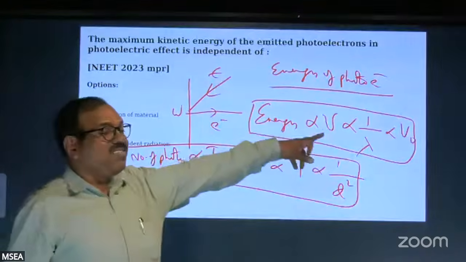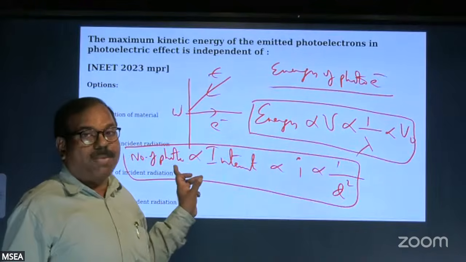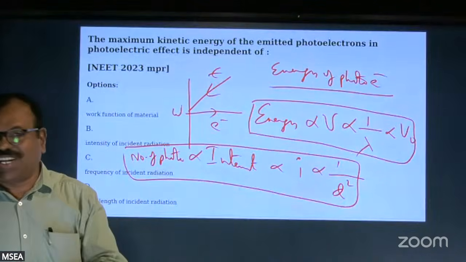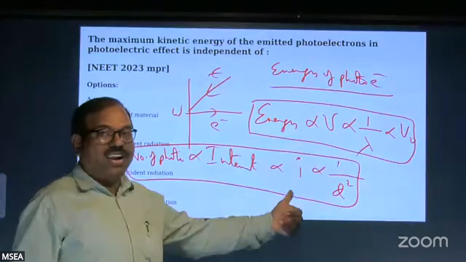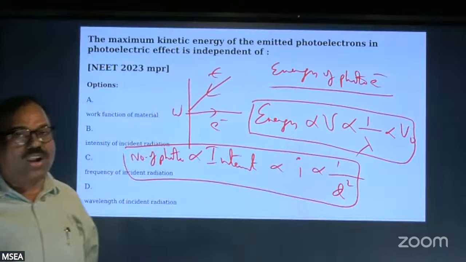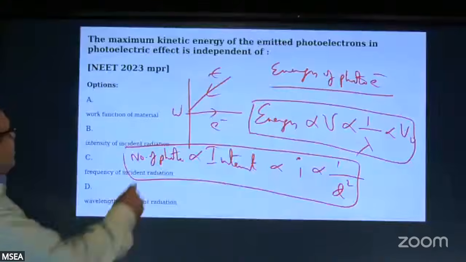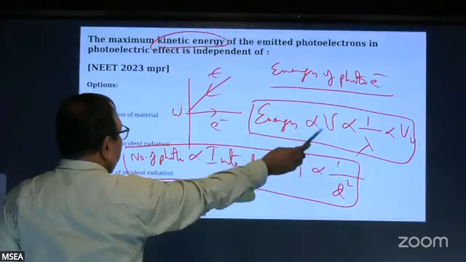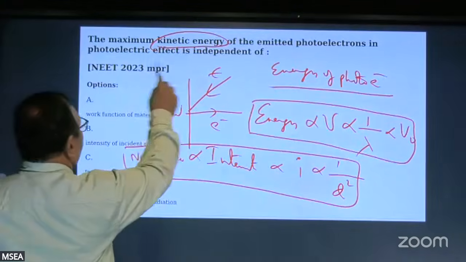And if the frequency of incident light is doubled, what happens to the number of photoelectrons? There is no change, because energy is related only to frequency, and between these two there is no relation. Based on that only they ask. Let us take what they are asking here: kinetic energy. You must remember this one. So this is kinetic energy.